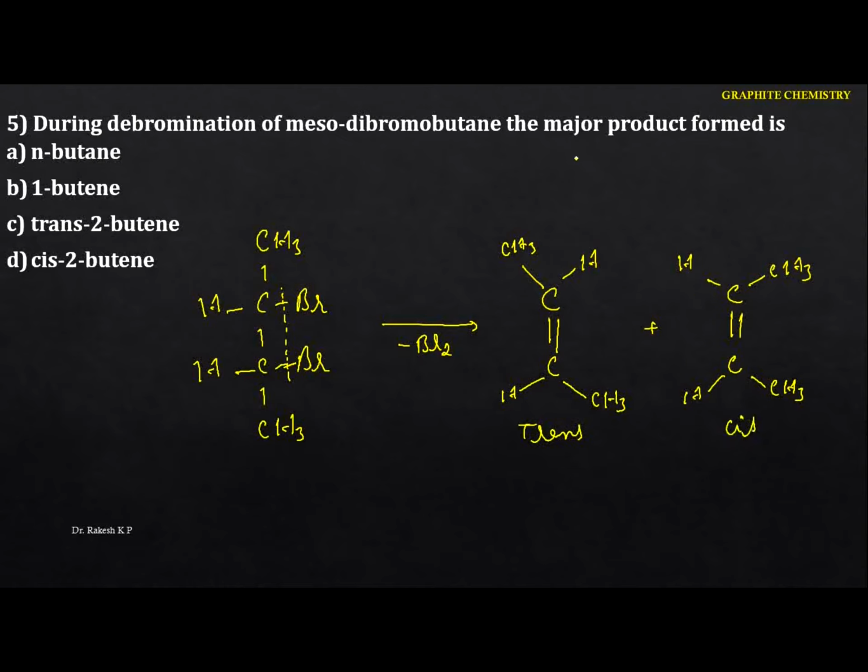But in the question, what they ask is the major product. So remember one thing: whatever product you get in the reaction, the major product should be the most stable one. The most stable isomer is the trans. Hence the major product in this case is trans-2-butene. Hence the option is which one? That is the C.